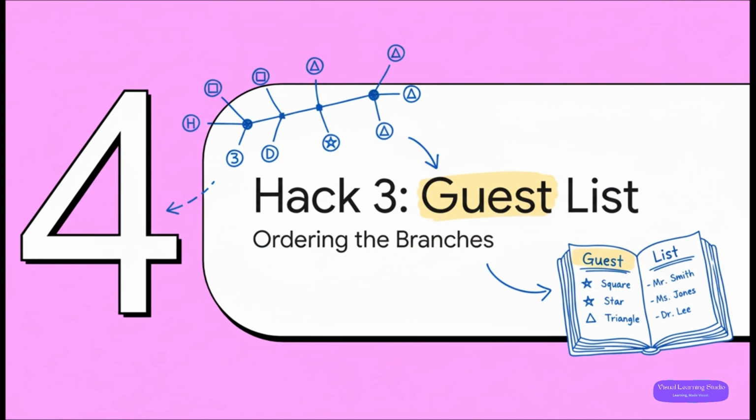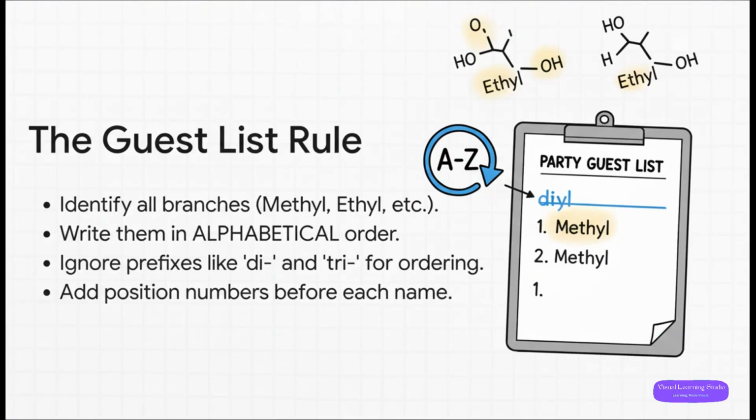Okay, we're almost there. We found the main chain with the FBI method. We've numbered it with the traffic light rule. The last piece of the puzzle is, what do we do with all those little branches? That's where our final hack comes in, the guest list rule. It's just like making a guest list for a party. You wouldn't list people randomly, right? You'd list them alphabetically. It's the exact same idea here.